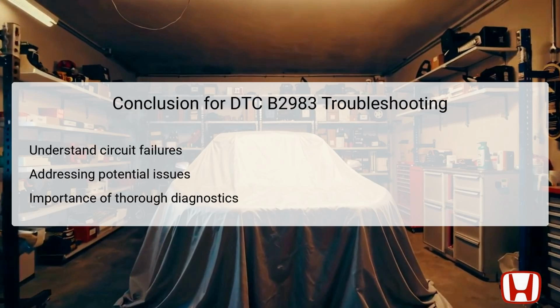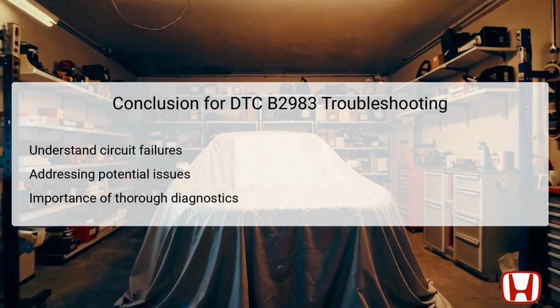In conclusion, troubleshooting DTC B2983 entails understanding the various potential failures within the recirculation control motor circuit. From open circuits to shorts and malfunctioning components, each possibility can significantly impact the performance of the climate control system in your Honda Civic. Systematically verifying connections, continuity, and functionality ensures a thorough approach to diagnosis.